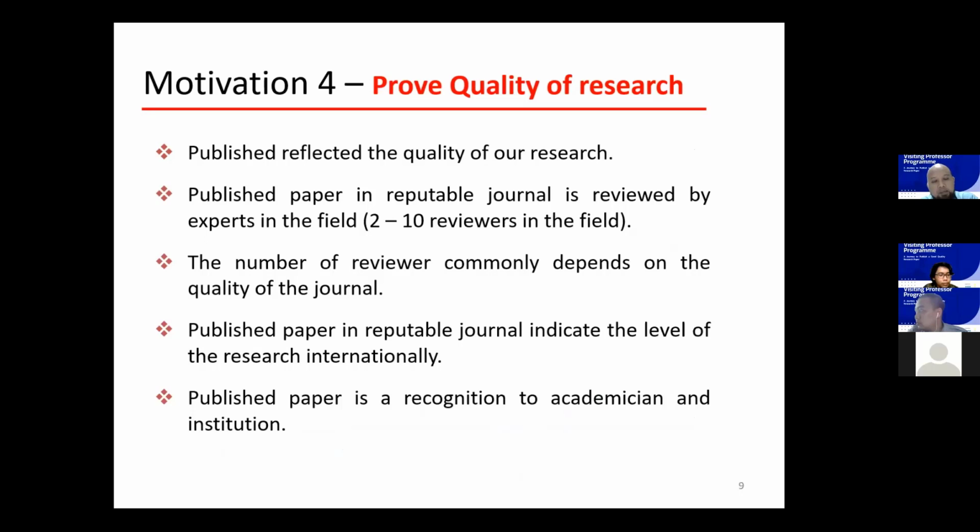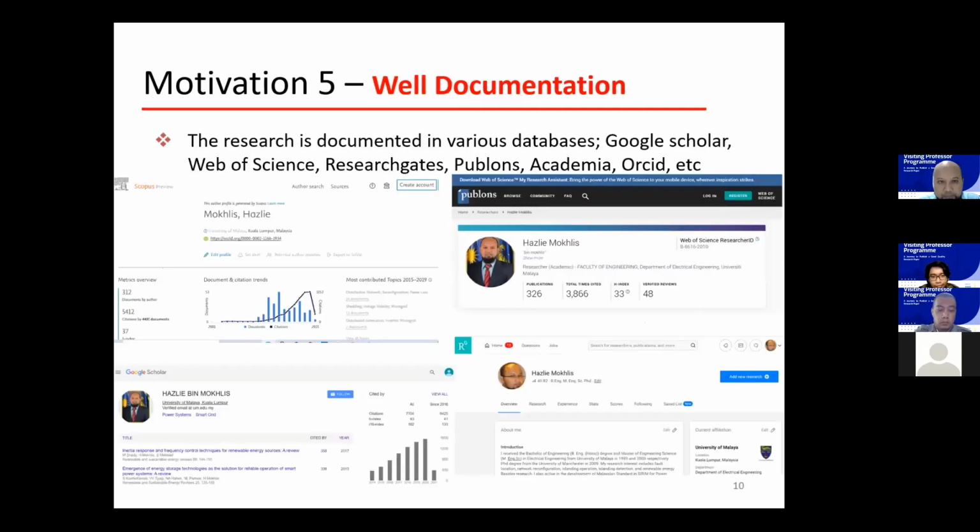And number 4, proof of quality of your research. Of course, when we publish, other researchers will see your publication. If your publication is in a good ranking journal, Q1, Q2, it means the quality is good. Or if Q4, it's moderate. So it reflects the quality of your research.